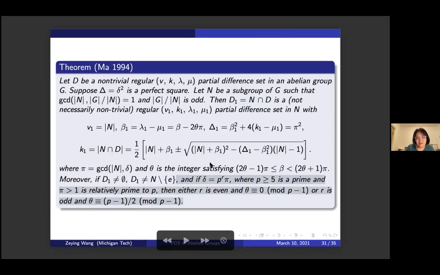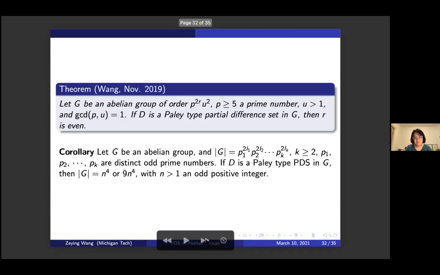So here, big delta equals small delta squared. And this one says when p is a prime bigger than or equal to 5, when pi is relatively prime to p, then r has two cases. Either r is even and theta is congruent to 0 modulo p minus 1, or r is odd and theta is congruent to (p minus 1)/2, right? And it turns out I can use that one to prove a theorem over here.